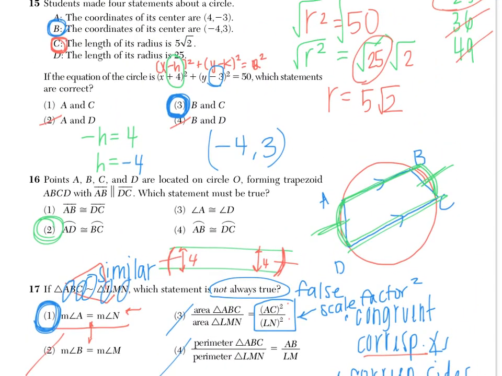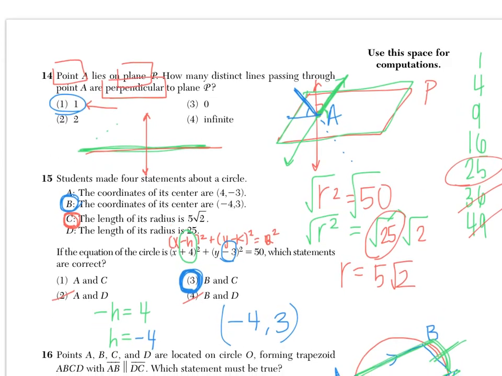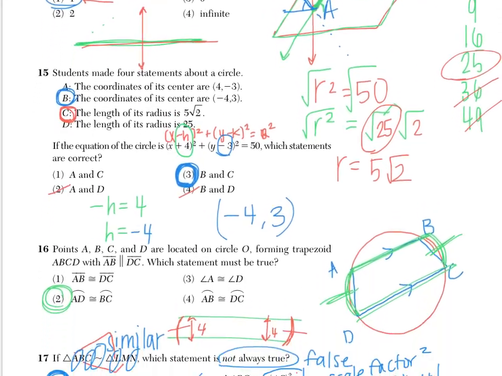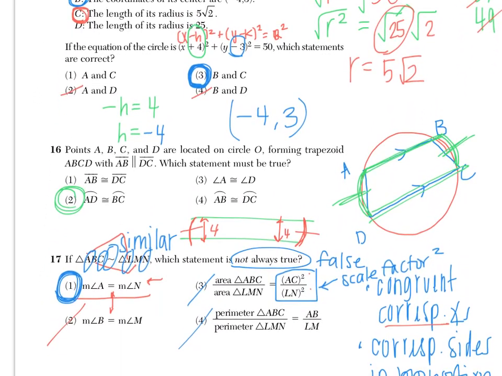So the answers for this page are the following. Number 14 is 1, 15 is 3, 16 is 2, 17 is 1.